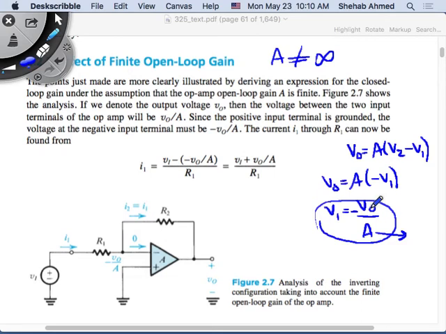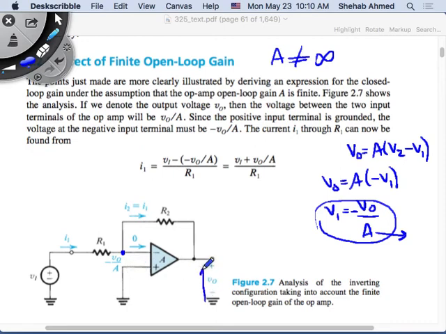So it's a finite value. So now let's say we utilize this finite value in the analysis. So now this voltage is actually minus V0 over A. It's not 0 anymore. If it's not 0, that means that there's no virtual short between these two nodes, right? But can I analyze this circuit or not?